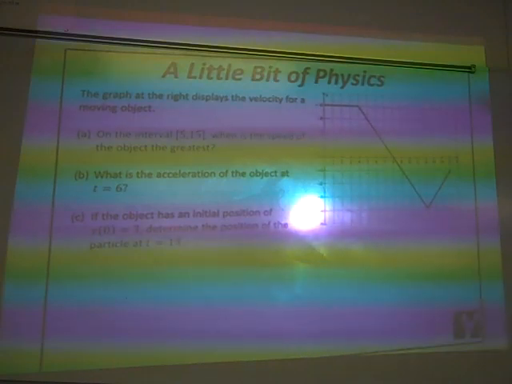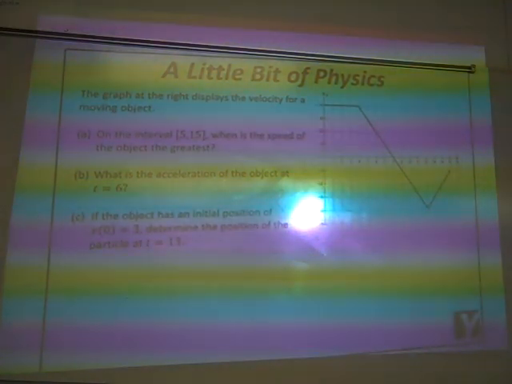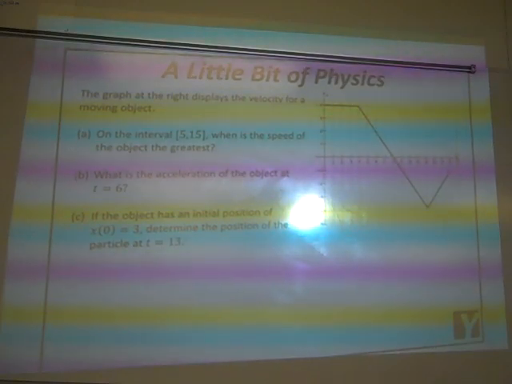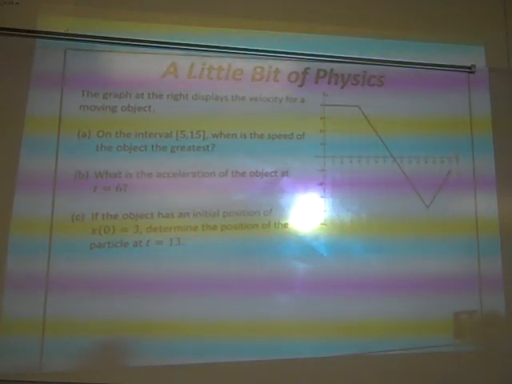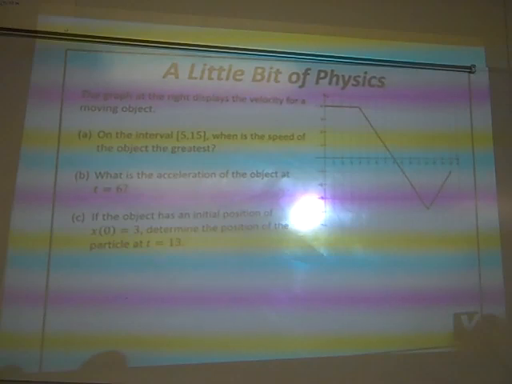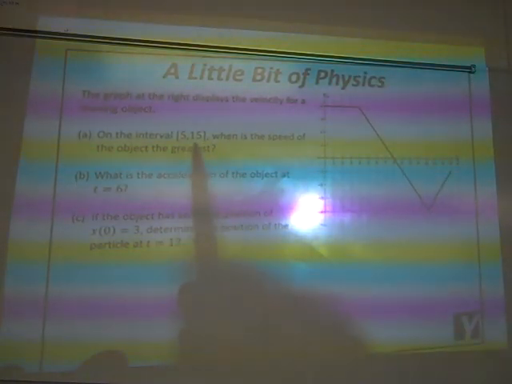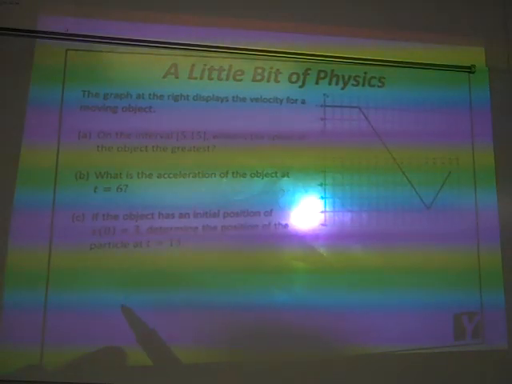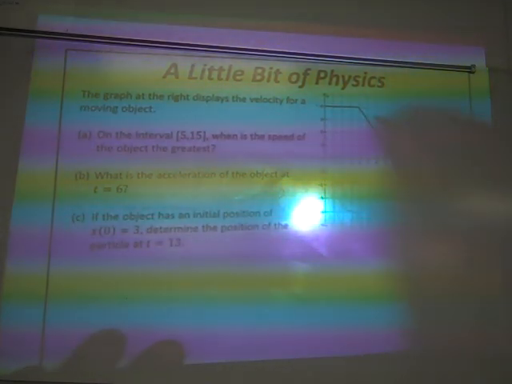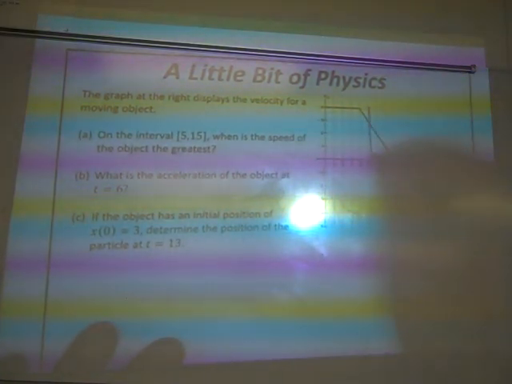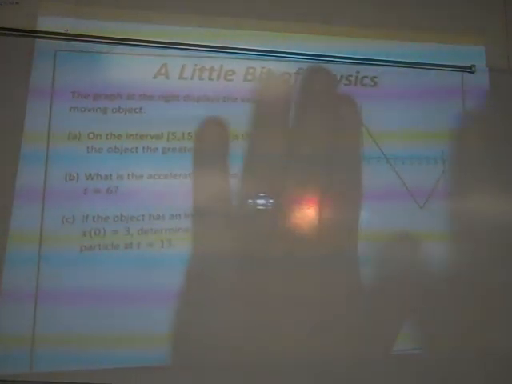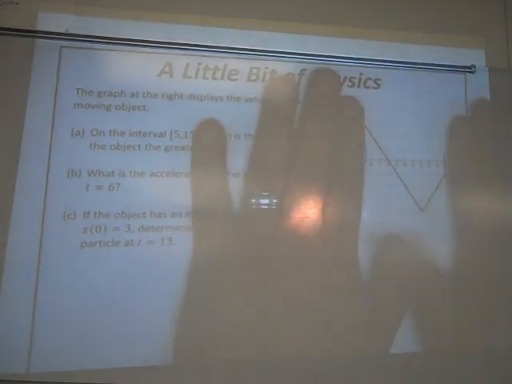So I've given you the graph of a piecewise function over here at the right. The graph at the right displays the velocity for a moving object. I did not include units here. My apologies. Part A, on the interval 5 to 15, when is the speed of the object the greatest? So, first of all, I tell my kids to put blinders on. We're only looking from 5 to 15. Whatever happens outside that portion of the graph, we are not interested in.